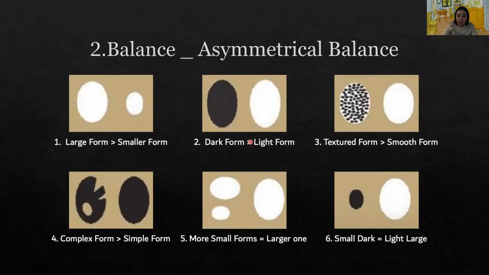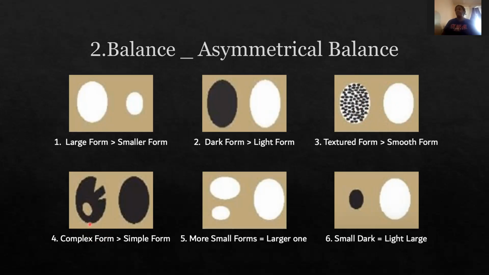And let's see number 2. One is a dark form and the other one is a bright form, but the form size is the same. However, the dark form is visually heavier than a light form of the same size. And number 3: there is a textured form on the left side, and just a plain form on the right side. Even though the sizes of these forms are the same, the textured form looks heavier than the plain form.